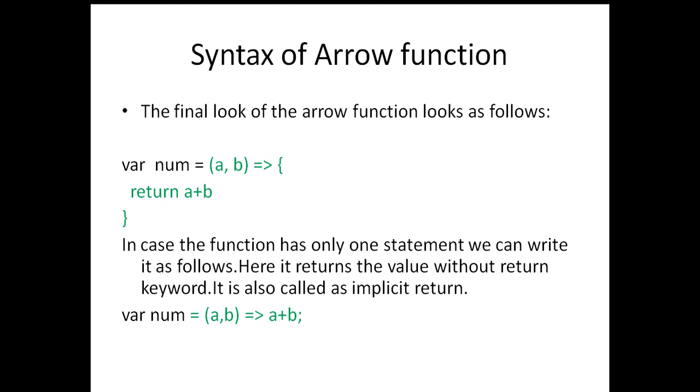If we just have one statement in this function, we can write it in one line. So we can get rid of the curly brackets and the return statement. This is called implicit return. The arrow function takes care of returning the value and it doesn't need curly brackets and the return statement. If it has more than one statement, then you need to explicitly return the value.